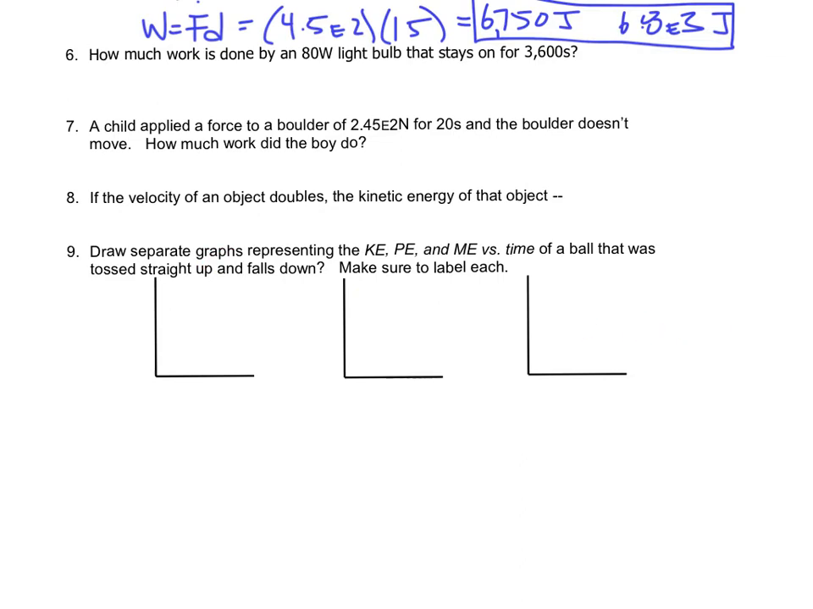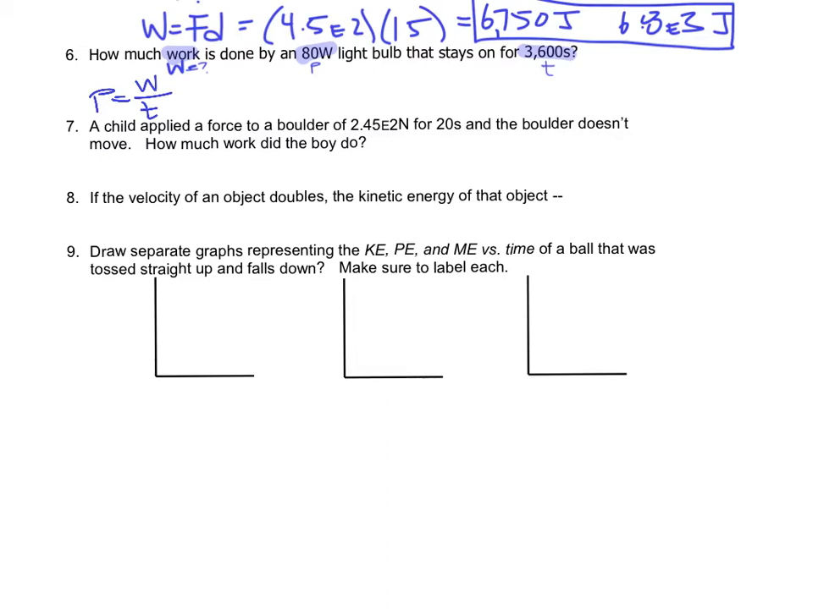Number 6, how much work was done by an 80-watt light bulb that stays on for 3,600 seconds. So I'm trying to find work. I know power, and I know time. Well, I know that power equals work divided by time. And I'm trying to solve for work.